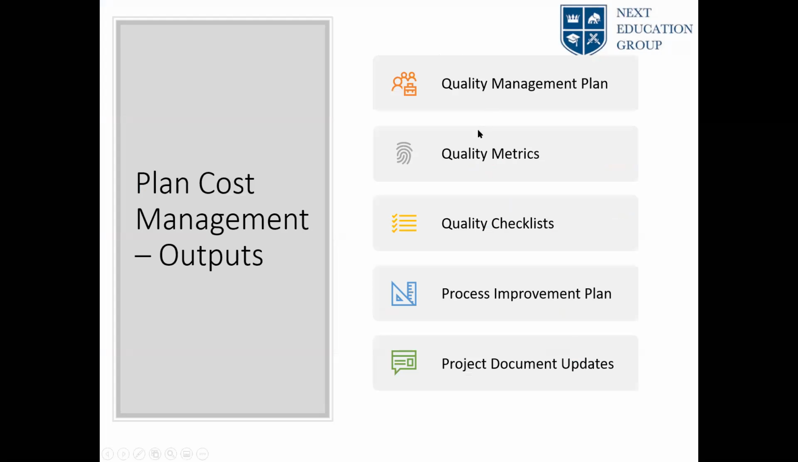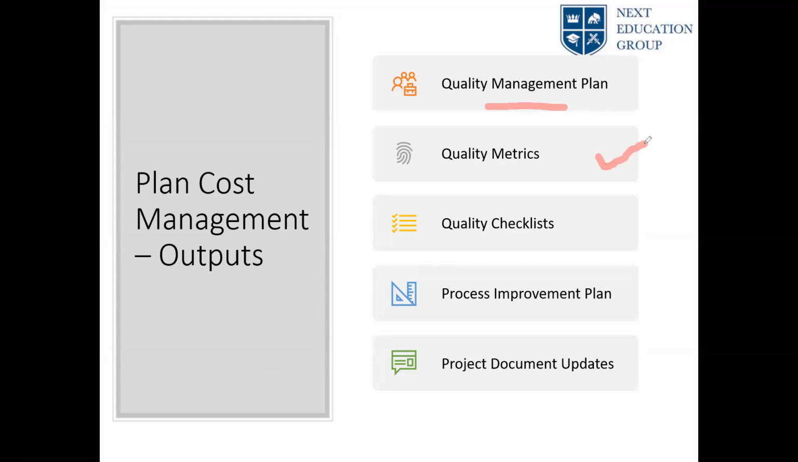Then we come to quality management outputs. When you do the plan quality management, we spoke about 6 inputs, we talked about tools and techniques that we are using for plan quality management. Now it's outputs. So main output of plan quality management is your quality management plan. This talks about what are the measurements, how you're going to measure it, what frequency you're going to use, who's responsible for what, all that.